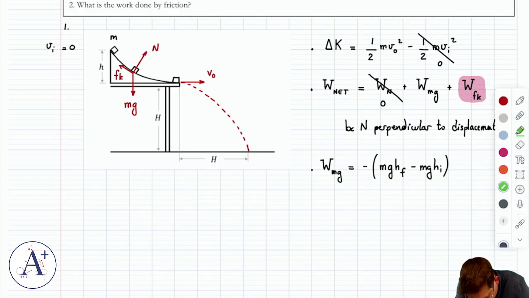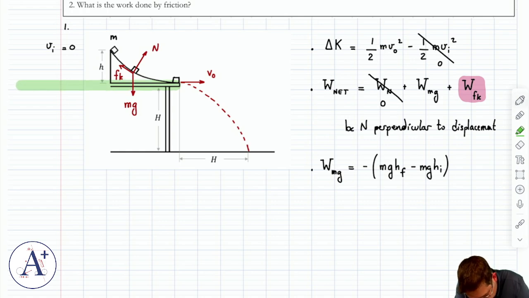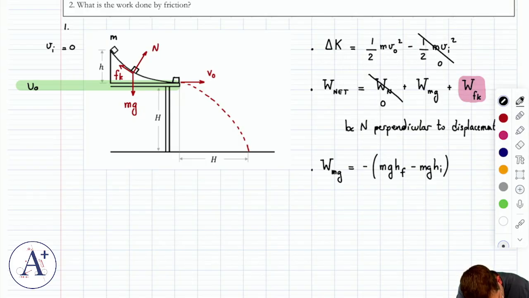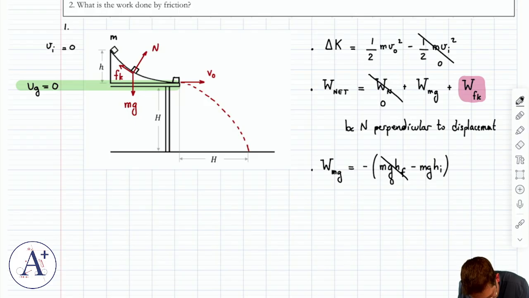Okay, now we need a reference for gravitational potential energy. I'm going to choose the table because I'm only interested in that first part of motion. So this is gravitational potential energy equal to 0. Final gravitational potential energy is 0 because the block is now at the same level as the tabletop. So this goes away. And then h initial is going to be this h here above my reference. Minus minus is plus. So I get mg little h.